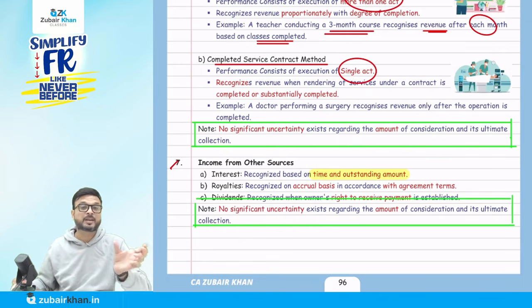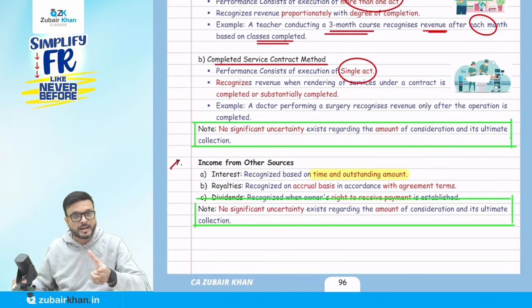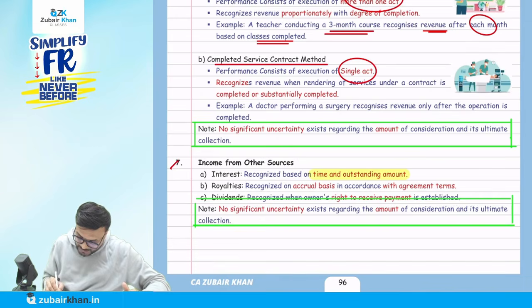Use the words time and outstanding amount here. So you are going to pass the entry to recognize it on that basis. If you receive the amount in cash or bank account, otherwise the receivable account will be debited and the interest account will be credited. But time and outstanding amount, that is nothing but accrual basis.